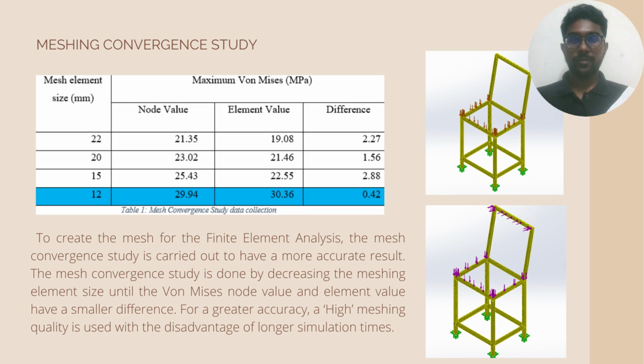As you can see from table 1 here, the difference is reducing as the mesh element size is decreased to 12 millimeter. So for this finite element analysis, we are using the smallest size available, which is 12 millimeter, which would give us an accurate enough result for the simulation. And for greater accuracy, we will also be using a high meshing quality. But unfortunately, with high meshing quality, the simulation time will be longer.